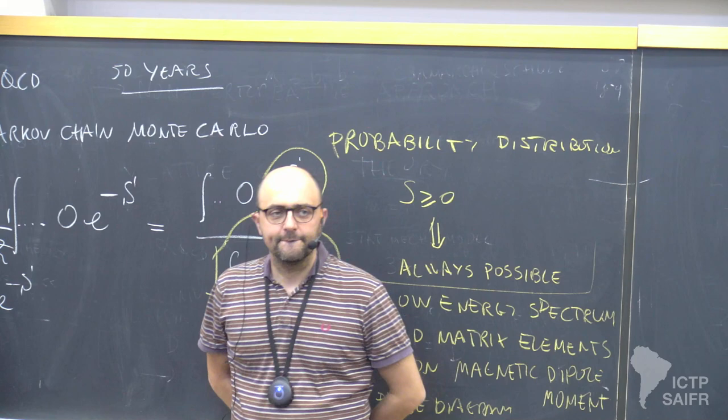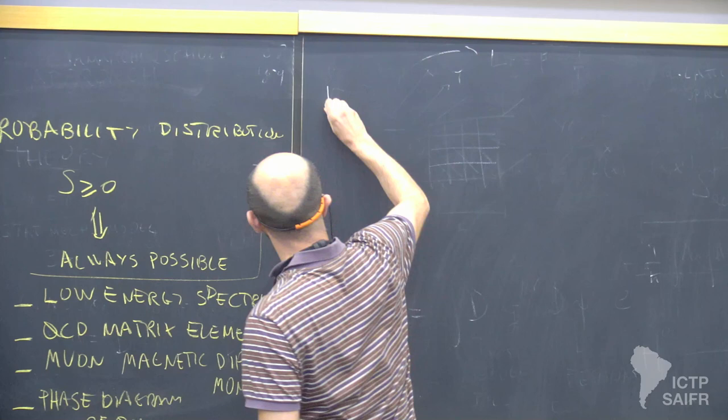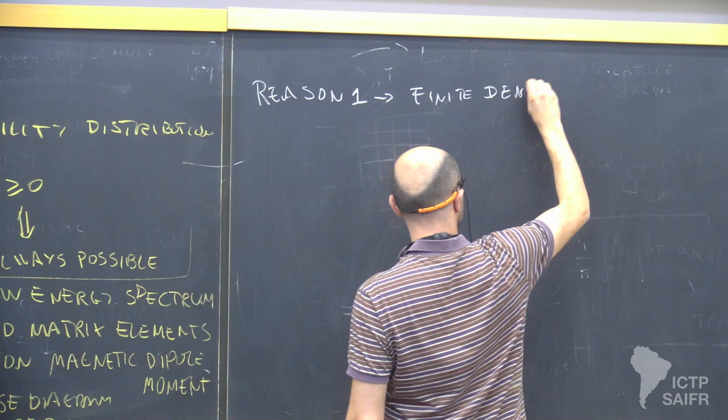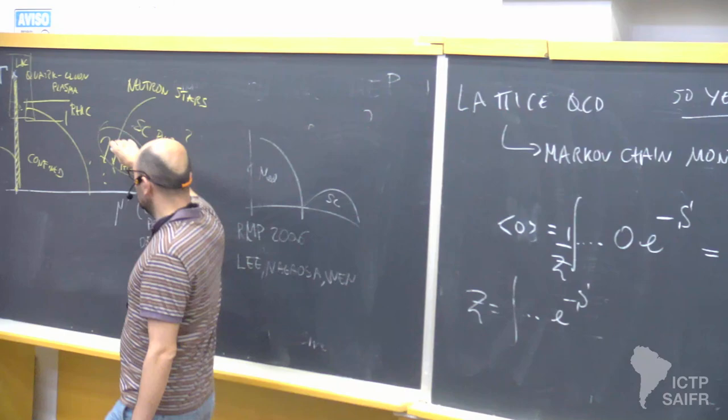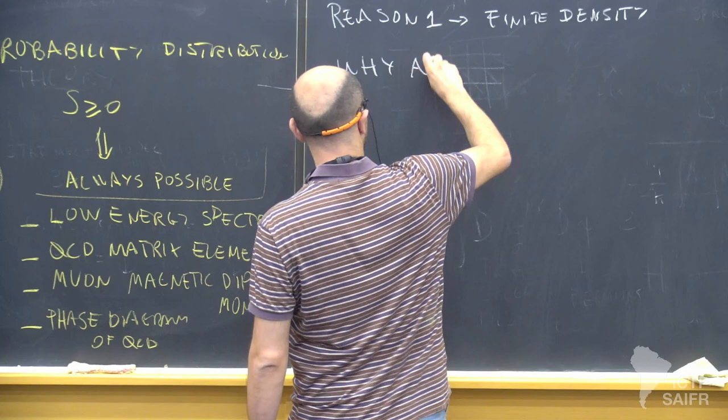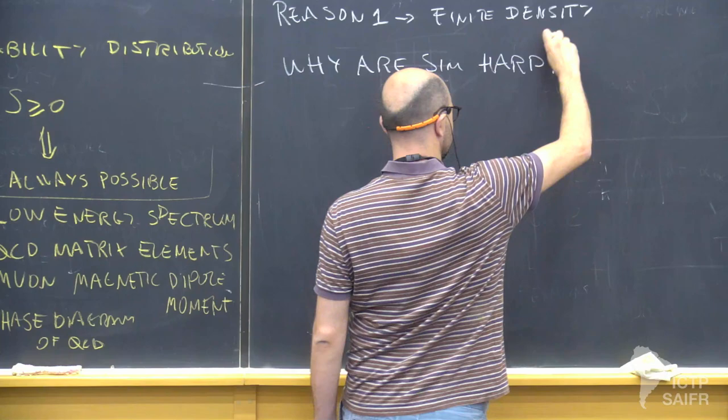Good. So why do we want to do quantum simulation of QCD? Reason number one, which I've already partially spoiled: finite density. At finite density, there is a lot of interest in physics: superconductivity, phase transitions, quark gluon plasmas, and so on. But I told you we cannot do the simulations. Why are classical simulations hard? The reason is the so-called sign problem.